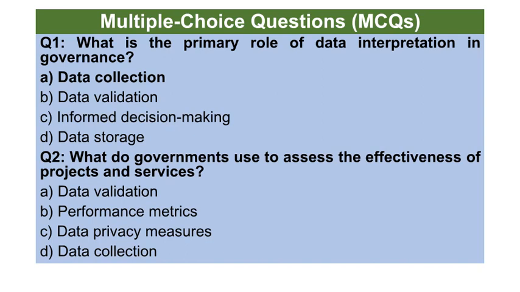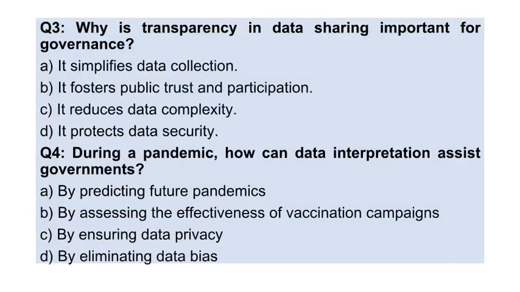Question 2 is, what do governments use to assess the effectiveness of projects and services? A. Data validation. B. Performance metrics. C. Data privacy measures. D. Data collection. Correct answer is B. Performance metrics.